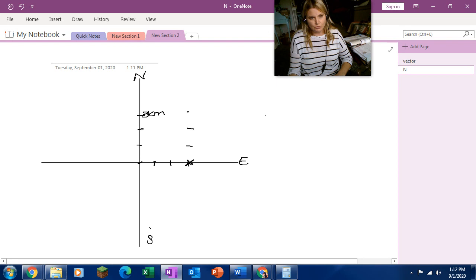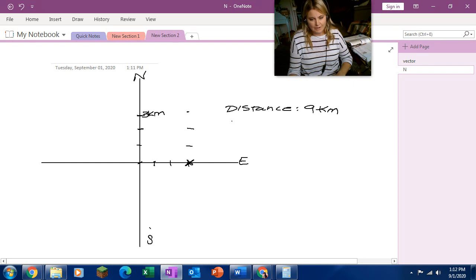Now, according to looking at distance, you can say the total distance you traveled is 3 kilometers north plus 3 kilometers east plus 3 kilometers south is 9 kilometers, right?